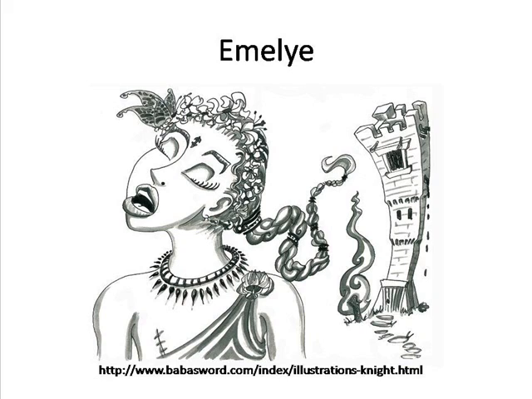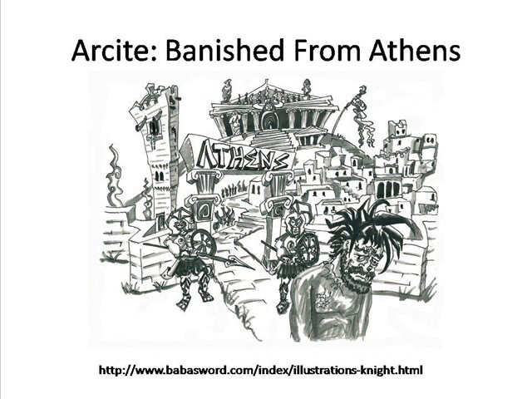Theseus ultimately agrees to let Arcite go back to Thebes, but on the condition that he never comes back to Athens. He ultimately banishes Arcite from the city of Athens.